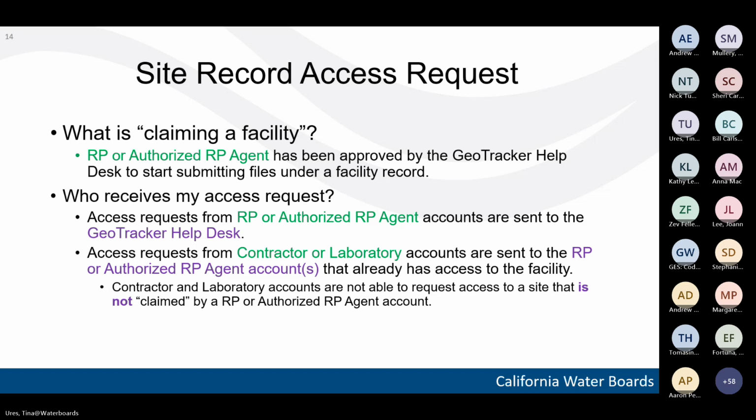I want to really stress that, because if the site record has not been claimed by a responsible party or RP agent account, the contractor or laboratory accounts would not be able to request access. And if they go through that process, they wouldn't see that through the normal means of requesting access. So just keep that in mind as you're getting started, especially for consultants and labs that want to start utilizing GeoTracker and submit the information through the ESI portal.